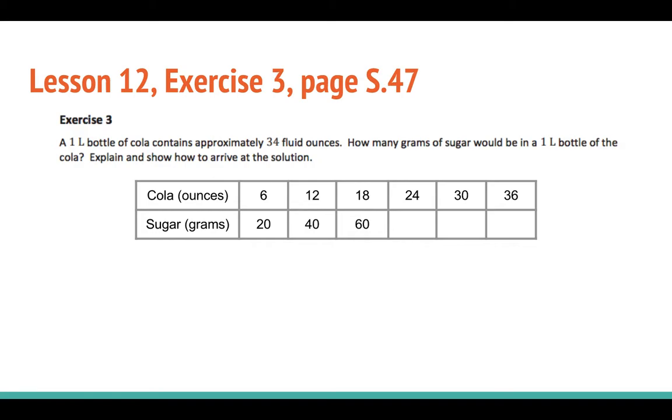So I've filled out this ratio table, and we have your 6 over 20 grams of sugar, 12 over 40 grams of sugar, 18 over 60 grams of sugar. Now you complete the rest of how many grams of sugar there are for 24 ounces of cola, 30 ounces, and 36 ounces of cola. Okay, so pause this video to complete the rest of the table.